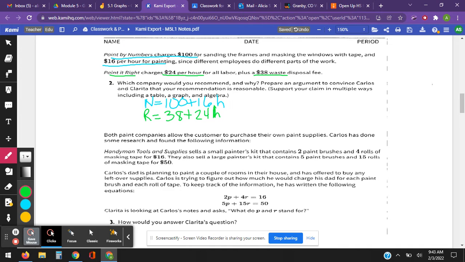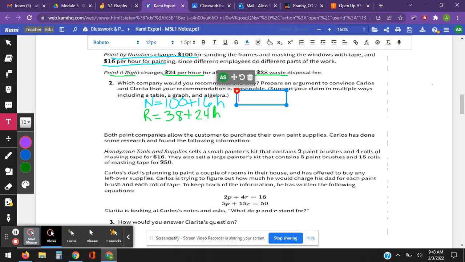All right, so this table I'm actually going to do slightly different. We're going to go across the top for one of them. So we're going to do windows, and then we're going to do the numbers, and then we'll do the right. We want to make sure we have plenty of options on here. If we have 0 windows, then the Paint by Number is still going to charge $100. And then we've got the Paint It Right will charge 38. I'm just going to get those going.